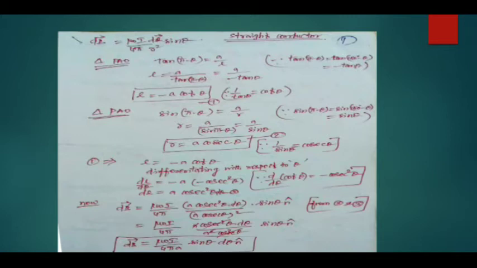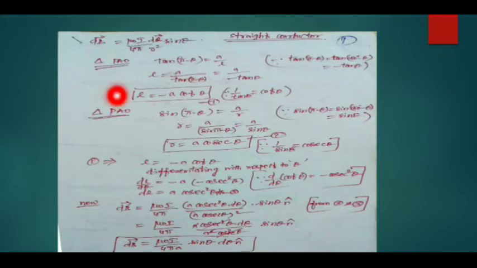So therefore from this one I'm taking L. Go to this side, L is equal to A divided by tan(180 minus theta), that is tan(pi minus theta), which is equal to A by minus tan theta, because tan(180 minus theta) is equal to minus tan theta. Therefore L is equal to A by minus tan theta. 1 by tan theta is equal to cot theta. Therefore, L is equal to minus A cot theta. This is equation number 1.